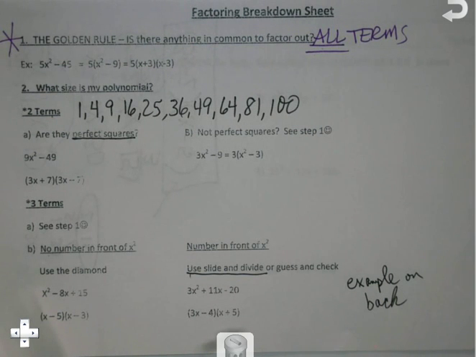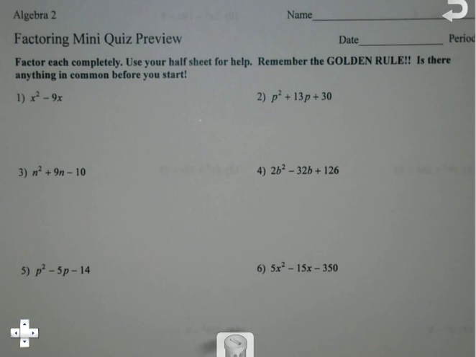Okay, if I have 3 terms and 2 of them have x's, can't take any x's out. Okay, if I have 3 terms and 2 of them are divisible by 5, but the other one isn't, can't take anything out. So that's always my first job. So for instance, I look at this first one, x squared minus 9x. Do they have anything in common?